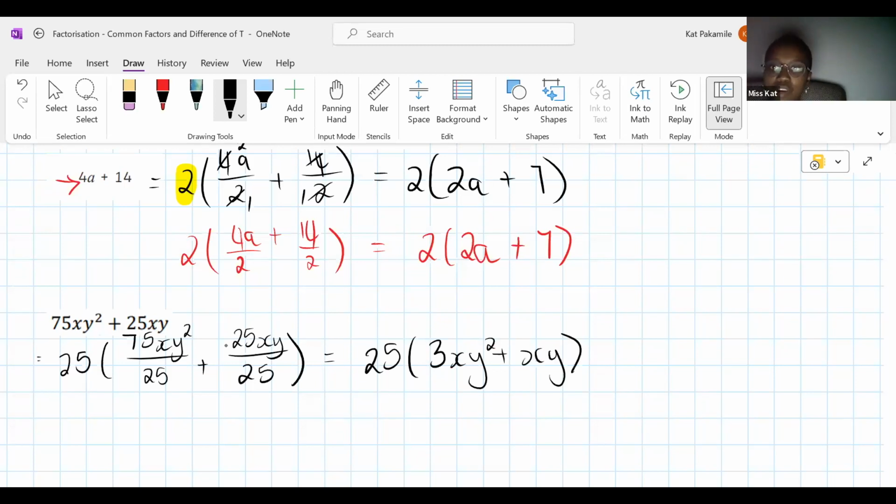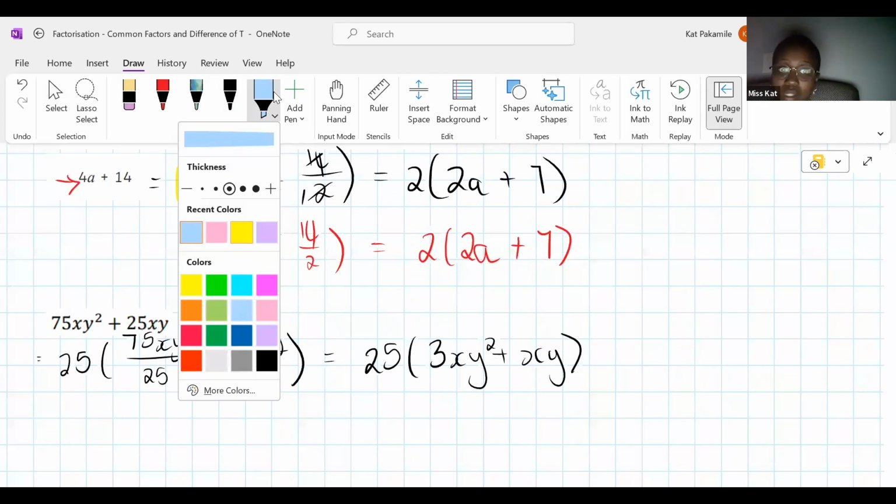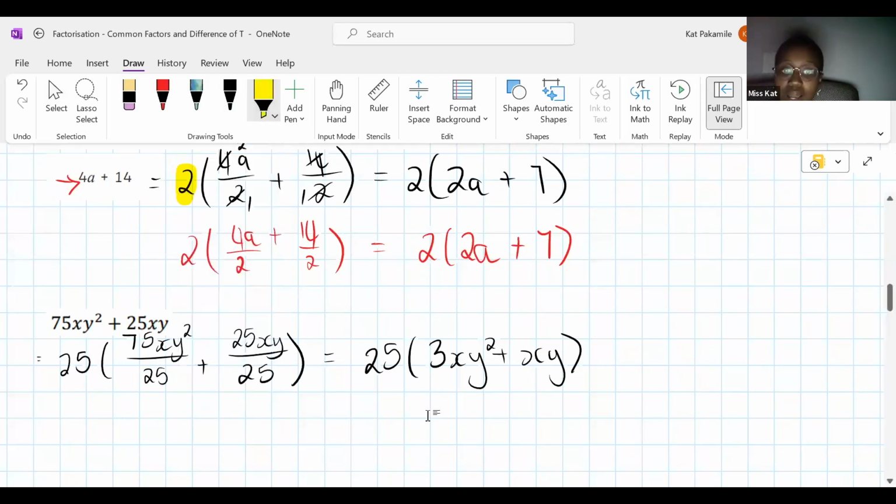Beautiful, you've done the first part for us. But look carefully, what else do they still have in common? Check again. We've dealt with the numbers, but they have variables that are alike. They're not like terms, but they have variables that are alike. They both have an x, and they both have a y. So we have to factor out those as well. Those also count as common factors, okay?